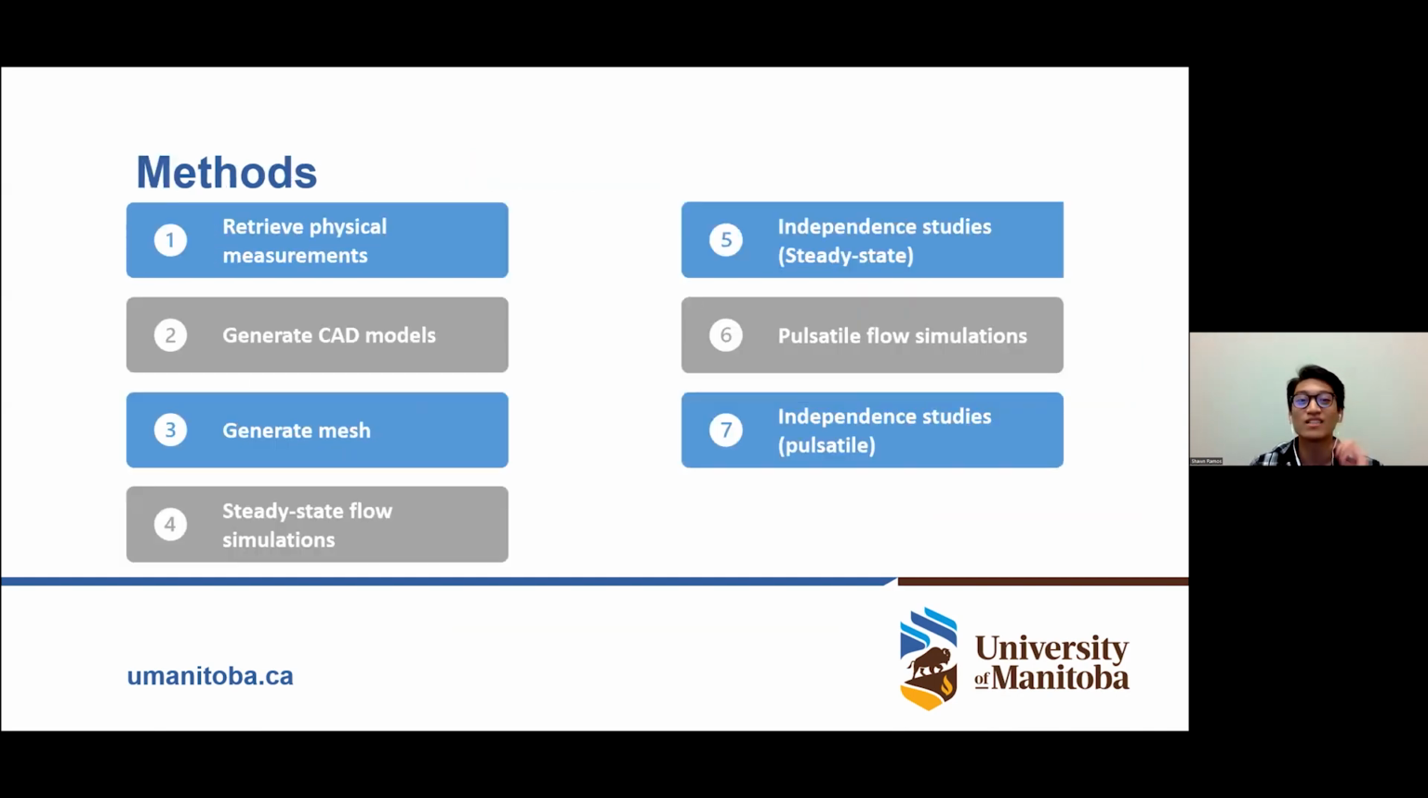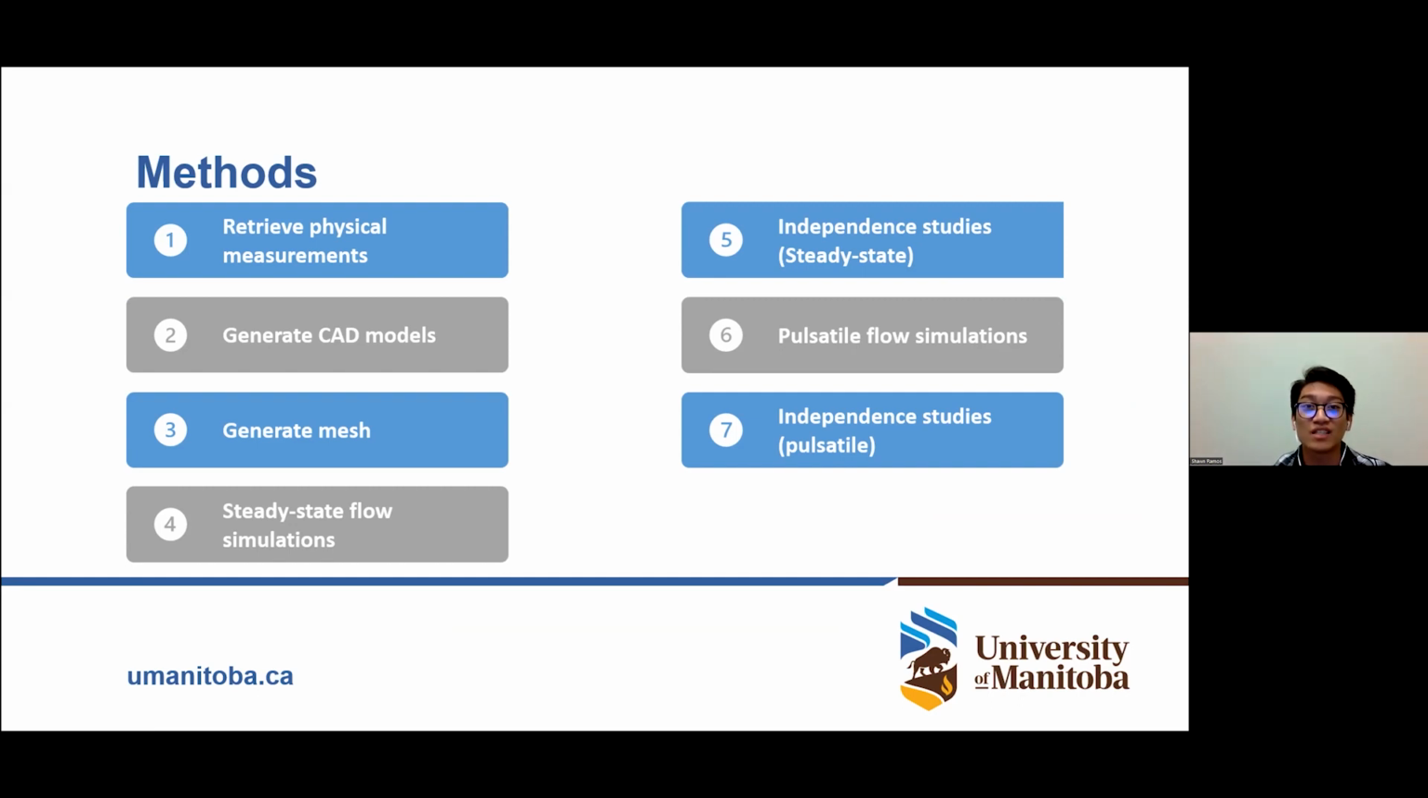A summary of the methods followed within the thesis are shown on the slide. Three endograft limbs were investigated in the study, and they were a 16mm diameter case made by manufacturer A, a 16mm diameter endograft made by manufacturer B, and then a 10mm diameter endograft made also by manufacturer B. The study began by getting physical measurements, followed by generating CAD models, and then generating a mesh for the 3 cases. And then a steady state simulation was performed for each of those 3 cases.